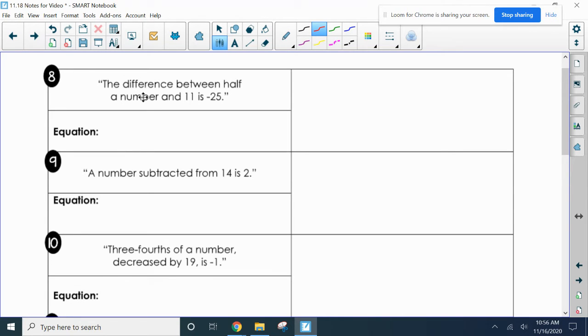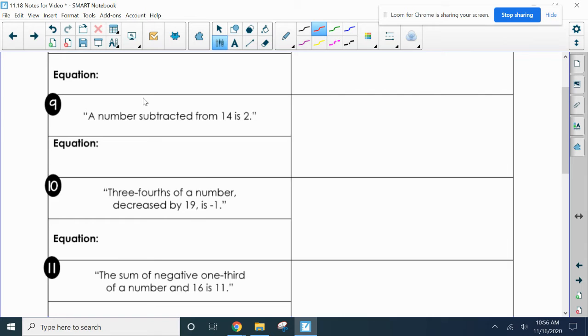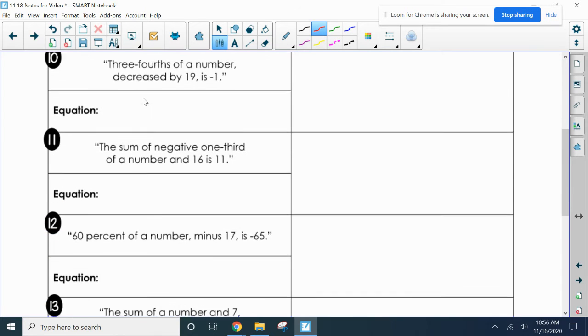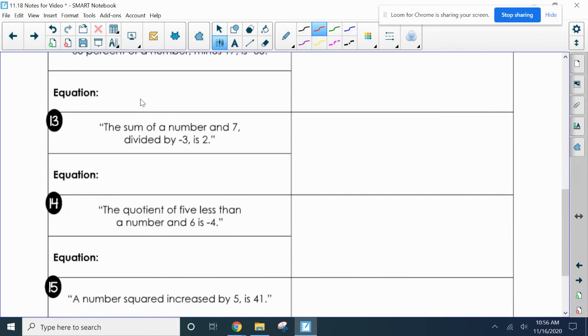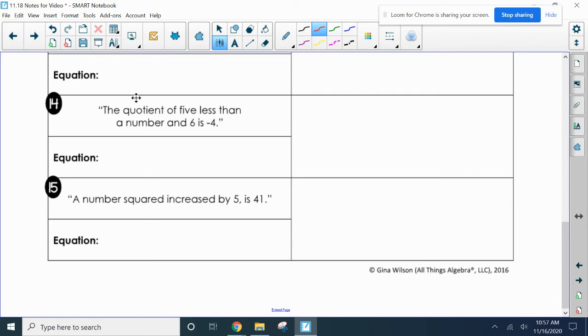All right, so 8 through 10, pause. And this is for my people that do not have the guided notes printed. 11 through 13, pause. And 14 and 15, pause.